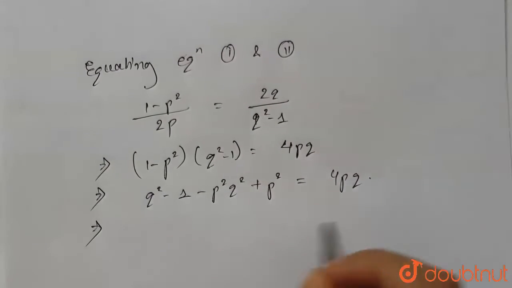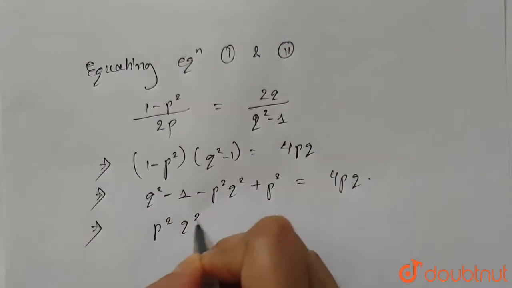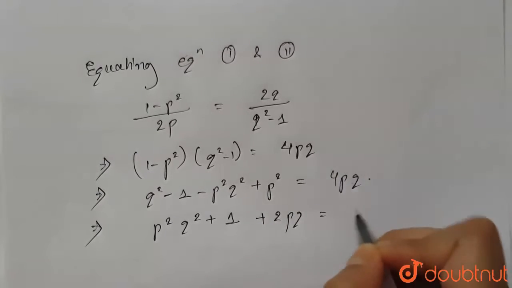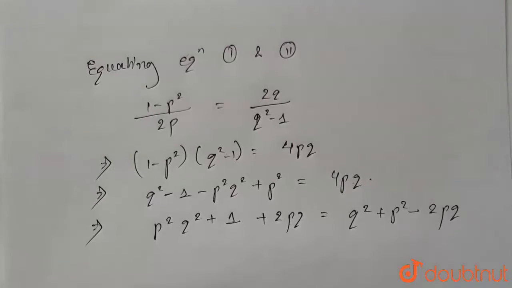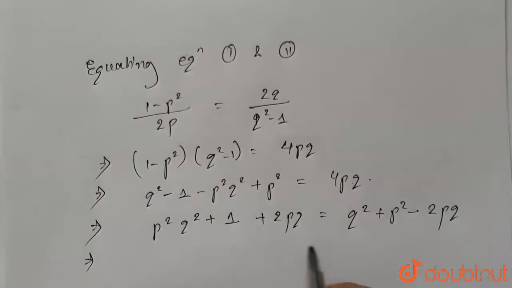Now 4pq can be written as 2pq plus 2pq. Now we can write this as p square q square plus 1 plus 2pq is equal to q square plus p square minus 2pq. Okay, we have just split the 4pq into two parts, so one is in the LHS and one is in the RHS. Now we have changed the sides, so accordingly we have put the signs of positive and negative.